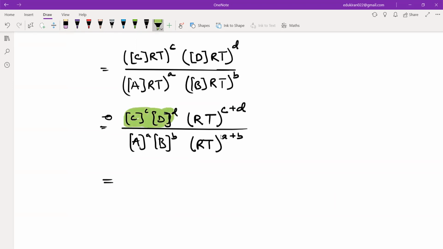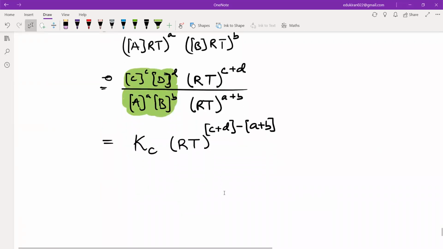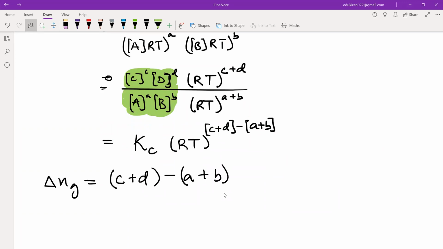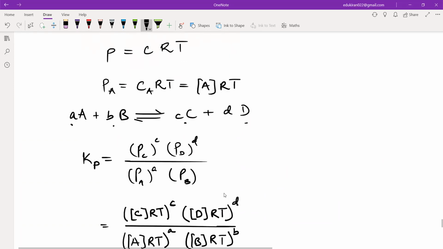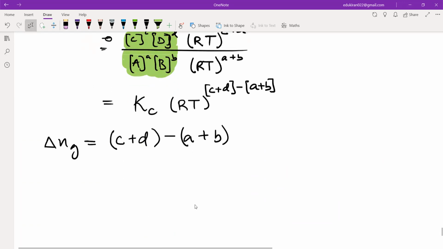The concentration part will be KC. Yes or no, guys? Yes, sir. So KC and RT to the power of (c plus d) minus (a plus b), correct? Yes or no? Yes, sir. And I can also write delta n of moles of gas will be equal to the number of moles of gas of product, that means we have c moles and d moles of product, minus a plus b moles of reactant. So c plus d minus a plus b is what? Delta ng. So I can write KP is equal to KC times RT to the power delta n.